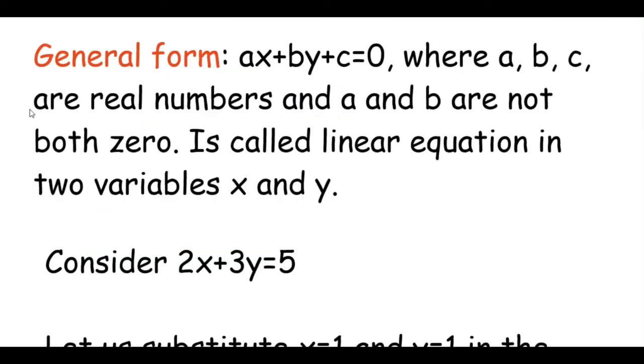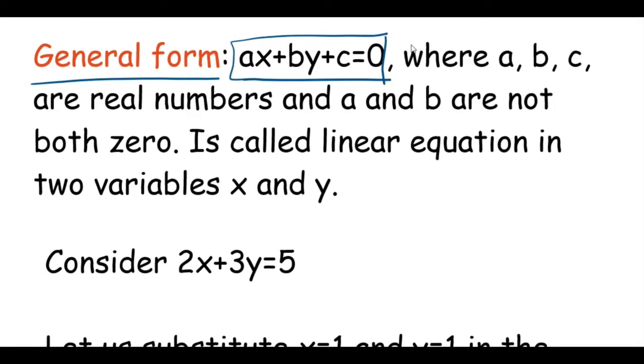Now, the general form of a linear equation in two variables is ax plus by plus c equals 0. This is the general form of the linear equation in two variables where a, b and c are real numbers and a and b are not both zero. That means any one of them can be 0, but both of them cannot be 0 at the same time.